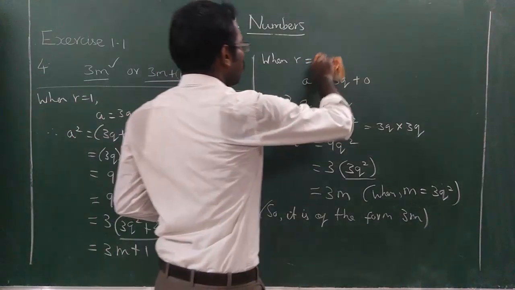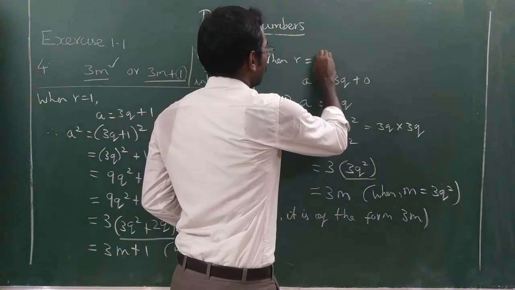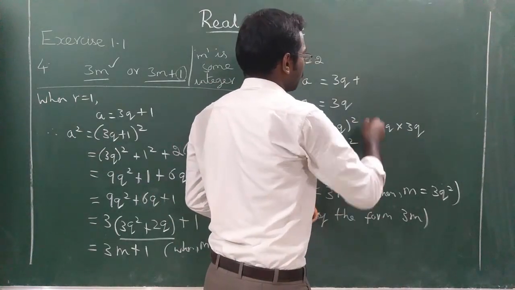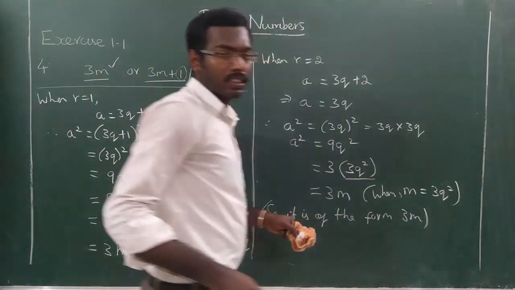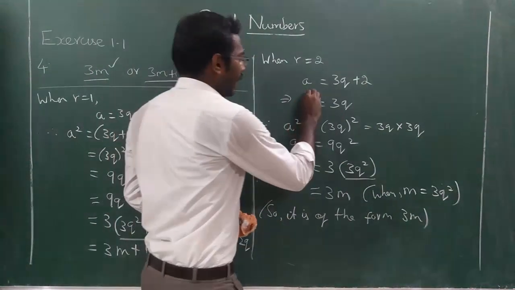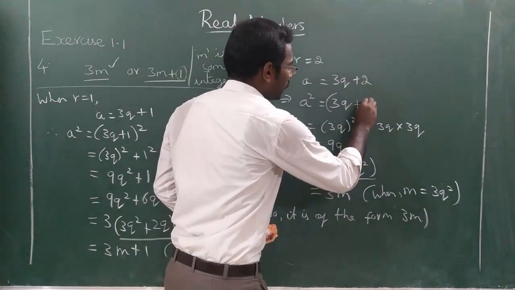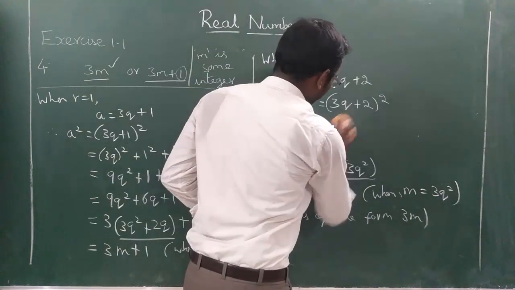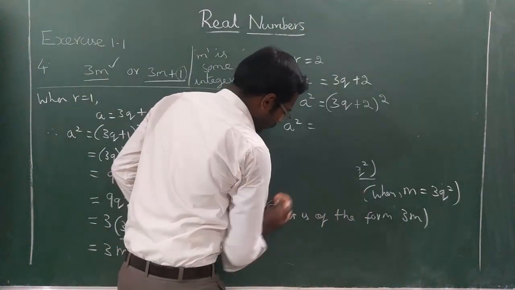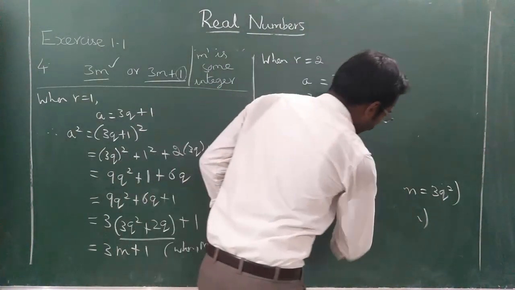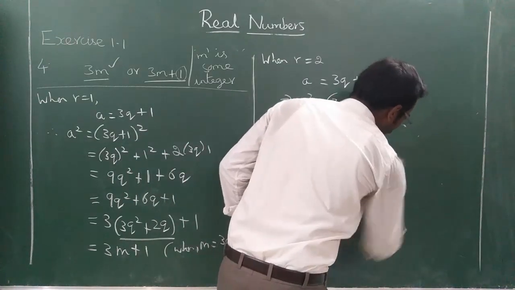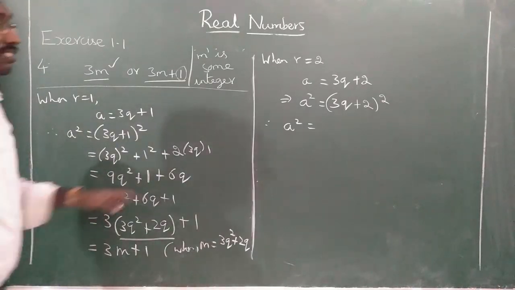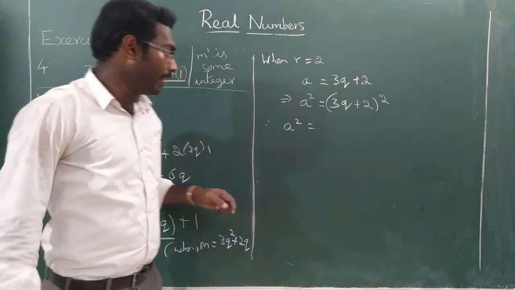When r is equal to 2, then a is equal to 3q plus 2. A is equal to 3q plus 2. Therefore, a square is equal to (3q plus 2) the whole square. Okay. So in the same way, we have to apply the (a plus b) the whole square formula. The formula is a square plus b square plus 2ab.